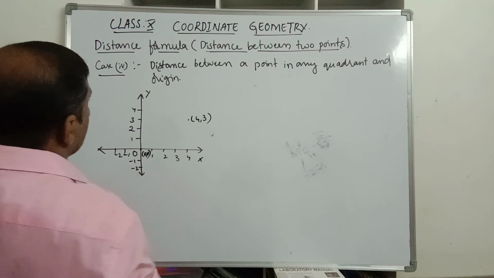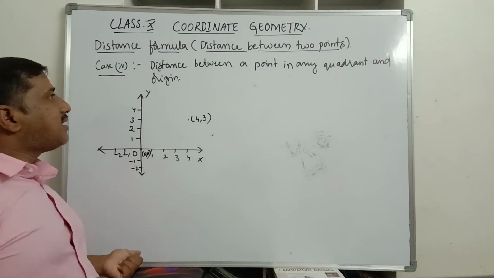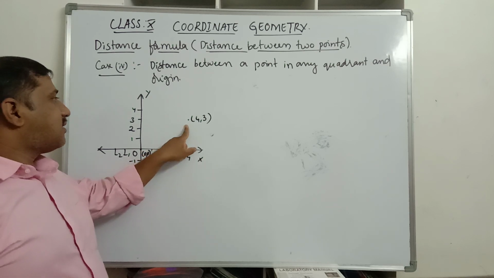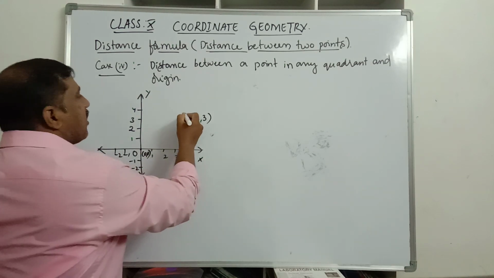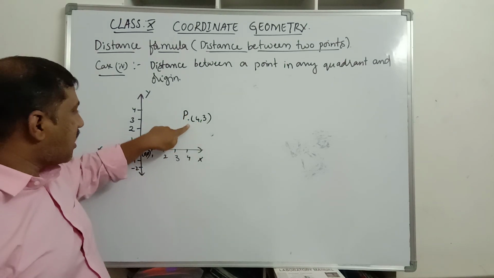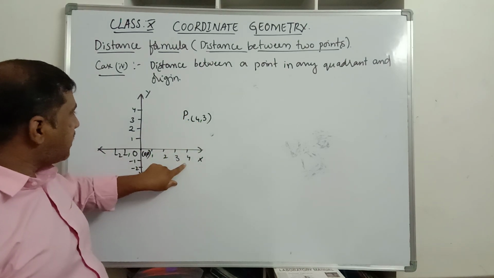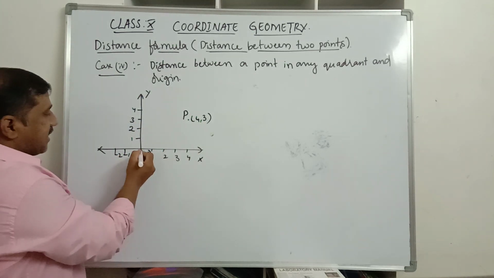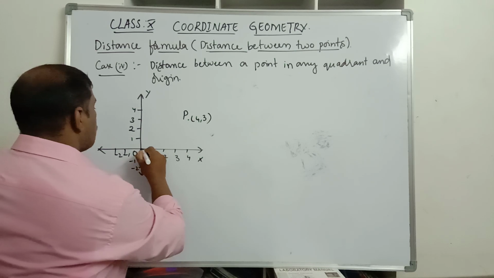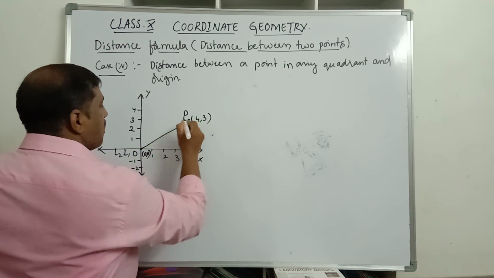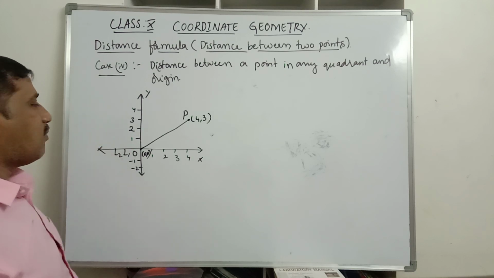Now case 4. Distance between a point in any quadrant and the origin. Let us take this point as P. P is this point. What are the coordinates of this point? X is 4 and y is 3. Therefore, it is 4 comma 3. And this is the origin. What is the distance? That is OP. We have to find this distance. How much is OP?